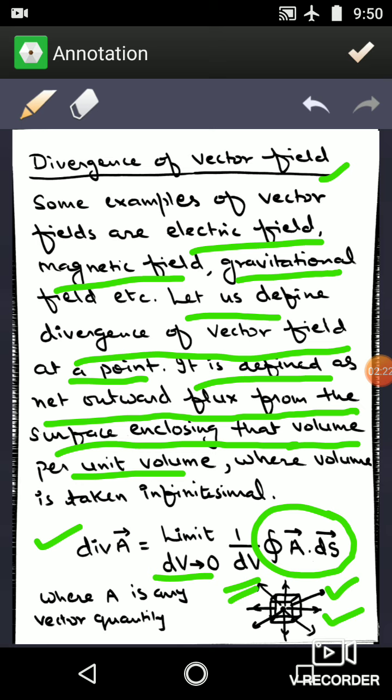Then what is divergence? Divergence at a particular point is defined as net outward flux per unit volume. Also we are applying a condition according to which the volume element should be taken infinitesimally small, so that we can move very close to the point at which we have to find divergence of that vector quantity. Let us move on to the next page.